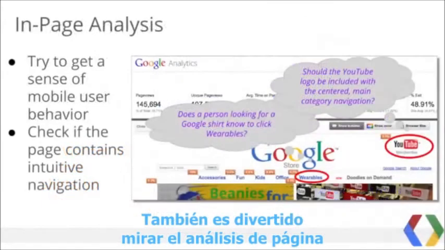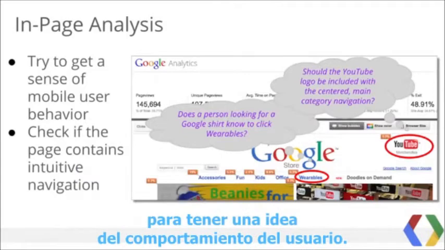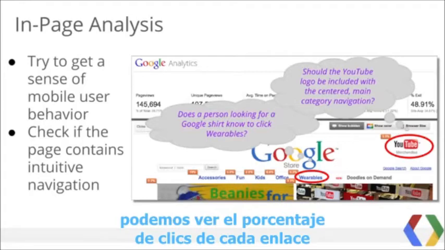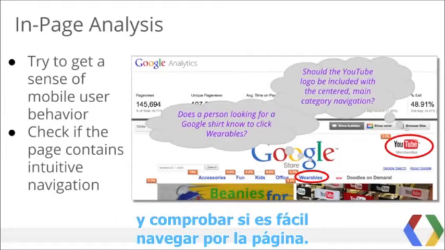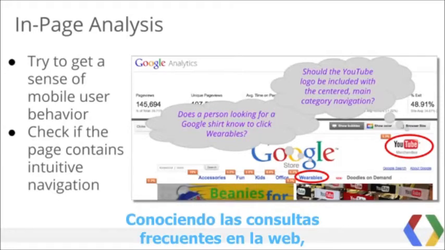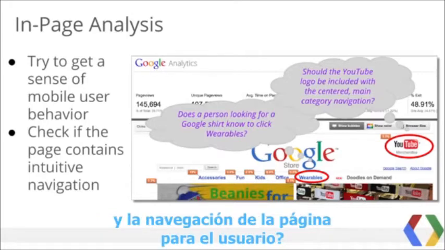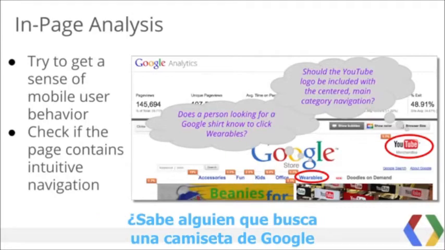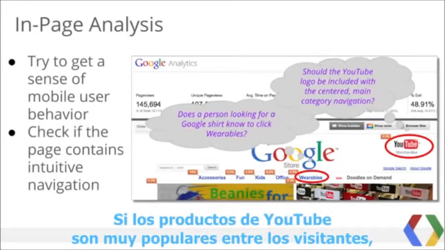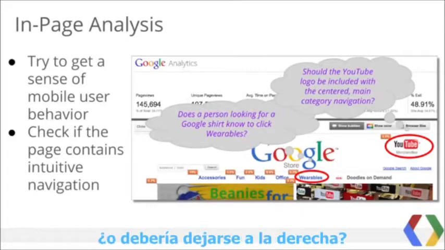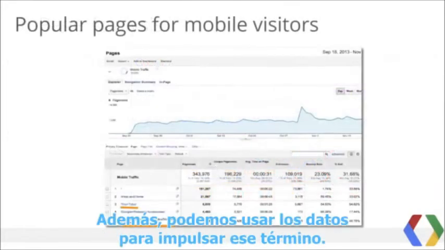It's also fun to look at in-page analysis to get a sense of mobile user behavior. When we look at the main shopping page, we can see the percentage of clicks to each of the links. Check if the page contains intuitive navigation. Given common site search queries like shirts and YouTube, does the page content and navigation satisfy the user intent? Does a person looking for a Google shirt know to click wearables? If YouTube merchandise is extremely popular with my visitors, should the logo be included with the main category navigation in the center or remain off to the right? And speaking of popular, we can use data to support that term.